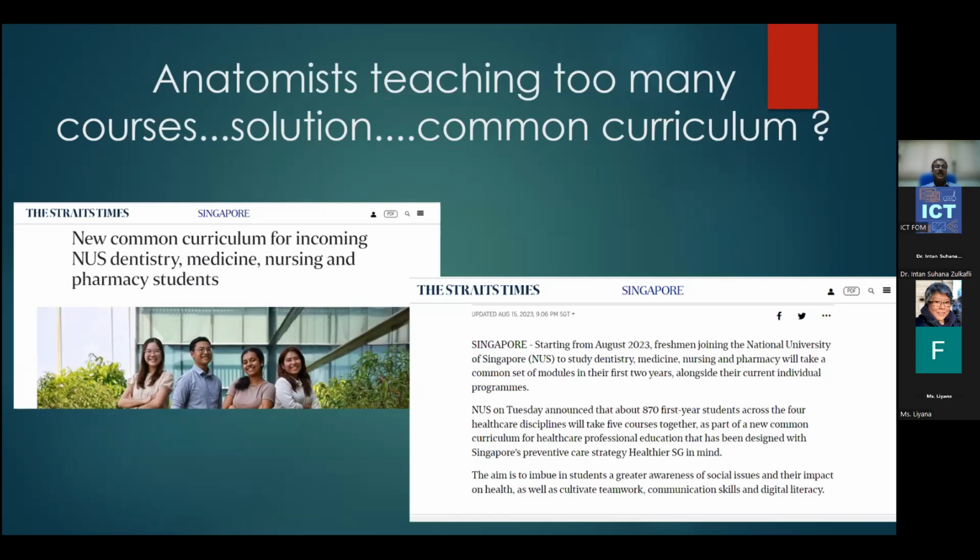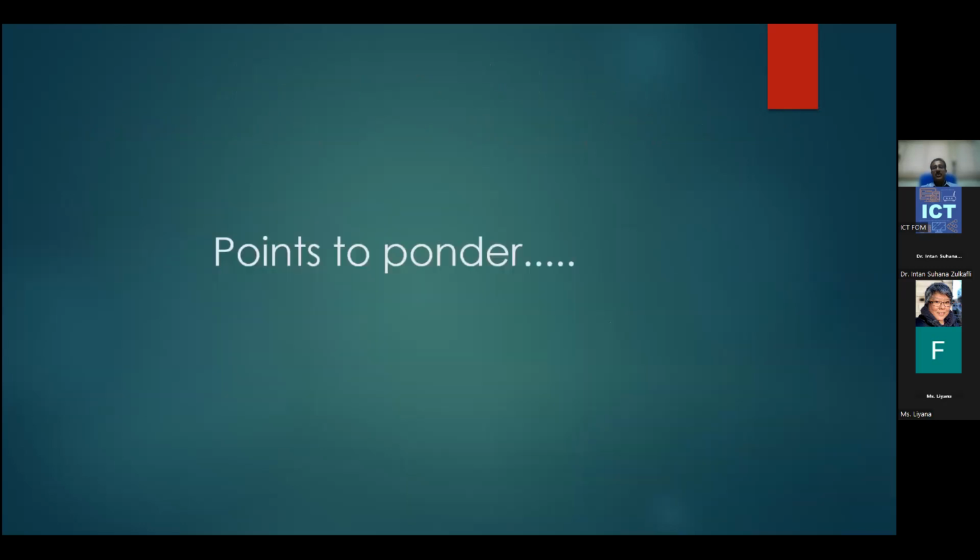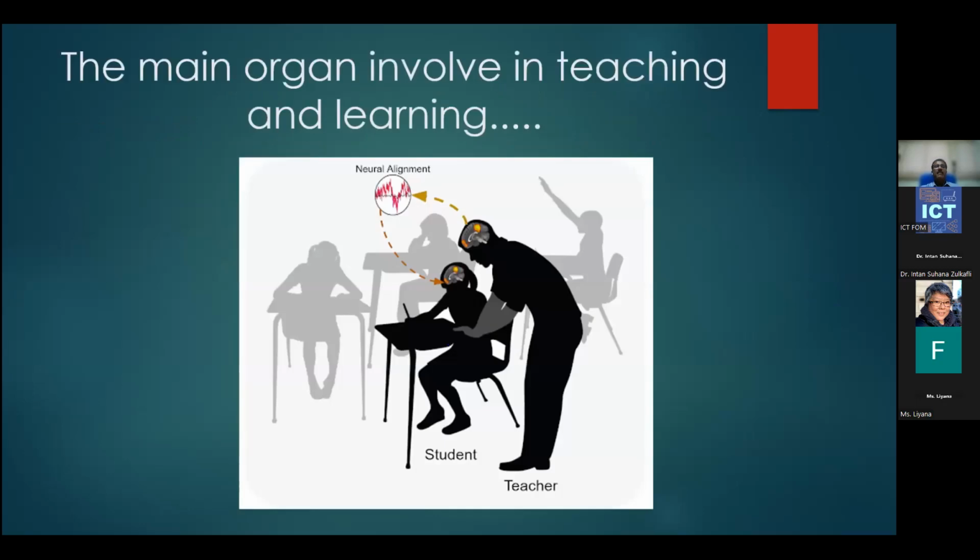One solution recently, our neighboring university, NUS, what they did was to have a common curriculum. There's basically a common curriculum for the medical students, the dental students, the pharmacy students, the nursing, all sitting and learning together. So in that way, we can minimize where the teachers are being asked to teach too many courses as well. Now, what about other points to remember?